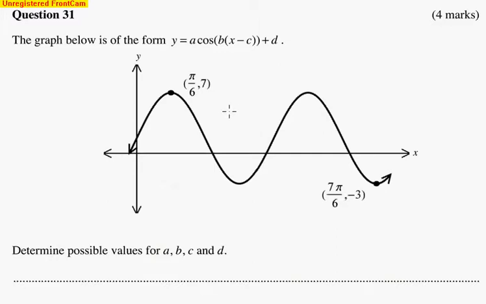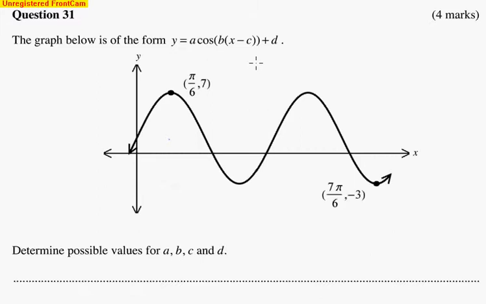Hello again, this is question 31 from the 2013 exam, and let's make a start. Here's a graph, it's a cosine graph, and from it we have to find these values for A, B, C and D to fit this equation.